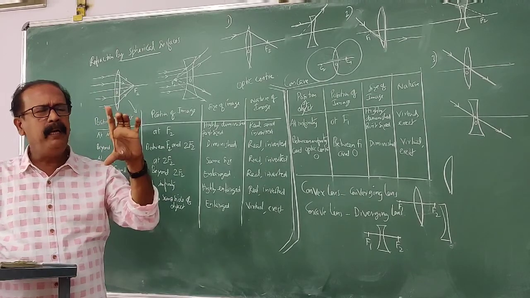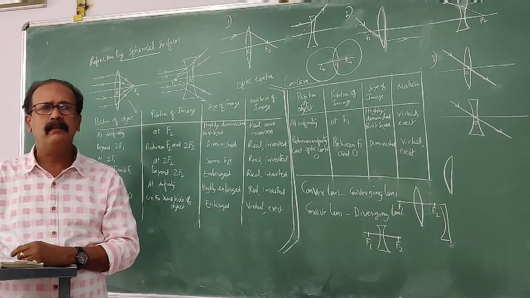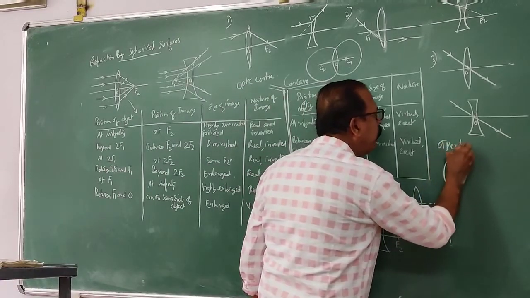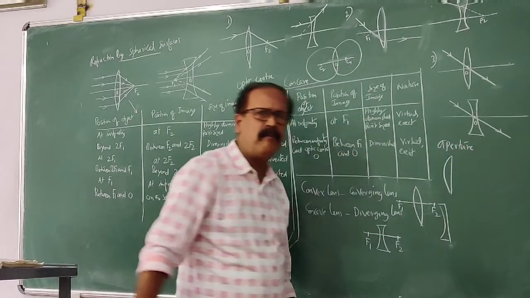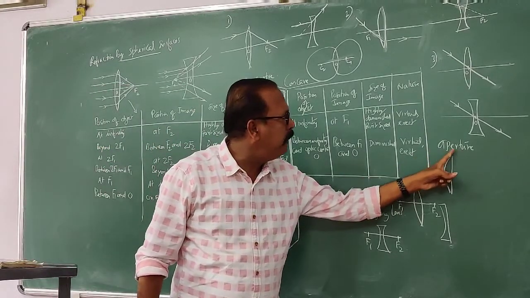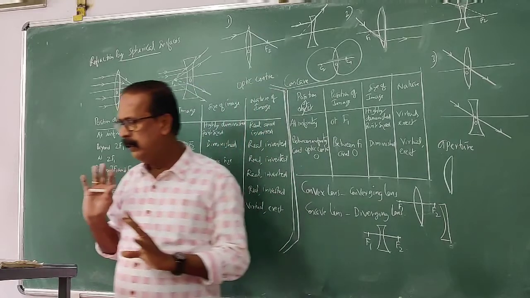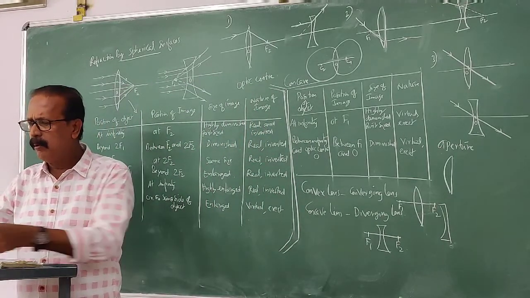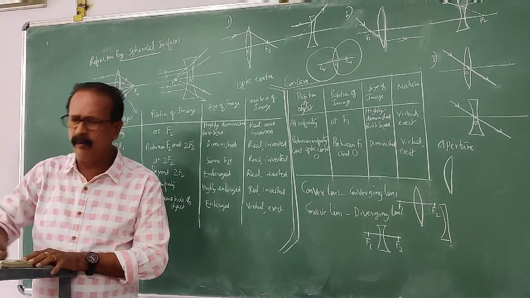Now, as we studied earlier, the diameter of the lens is called the aperture. Already we learned the same term in mirrors also. Aperture. A-P-E-R-T-U-R-E.